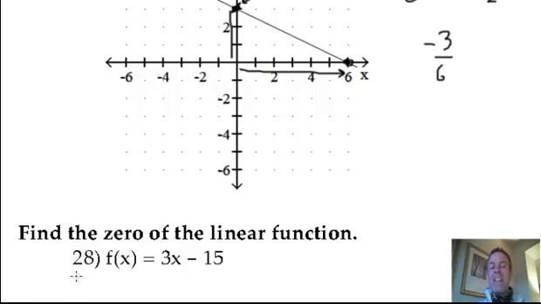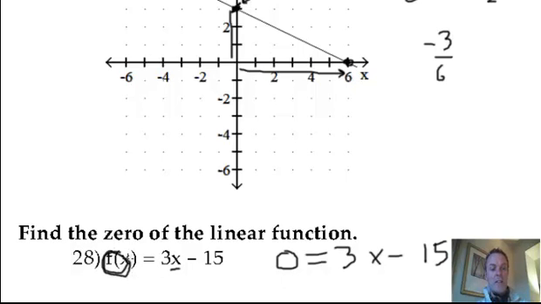The zero of a linear function. The zero is the value of x that makes the function equal 0. In other words, I need to put 0 where the f of x is. What value of x makes the equation 0? So I've just basically done that. That is 0, okay? So maybe you can look at it.